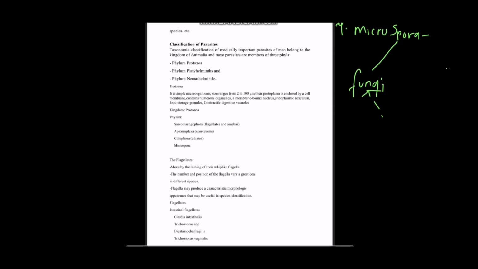Then we have the subphylum Apicomplexia, which are also called the Sporozoa. They are non-motile. They are intracellular parasites. Also, one key feature of the Apicomplexia is that they reproduce sexually and form spores.